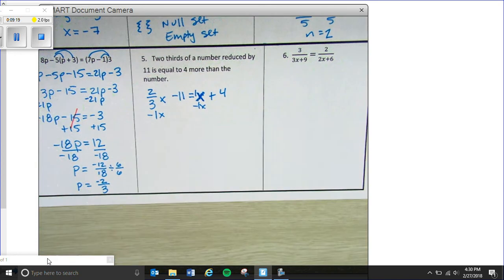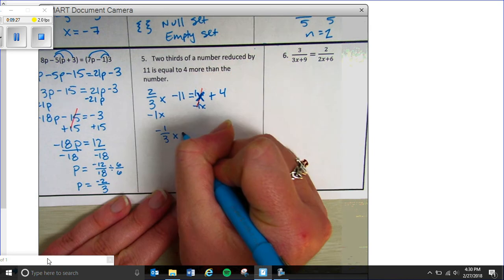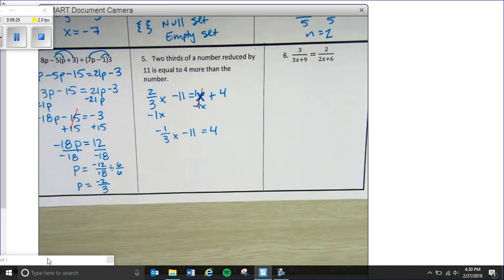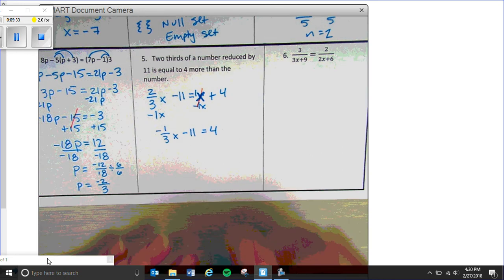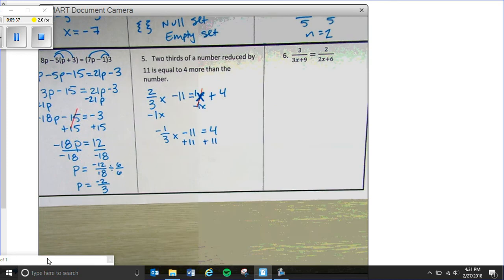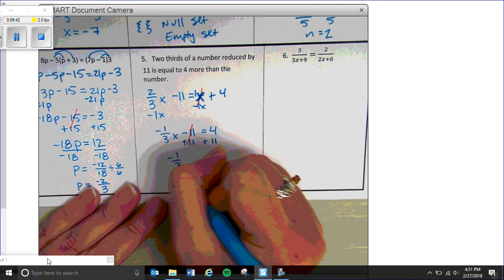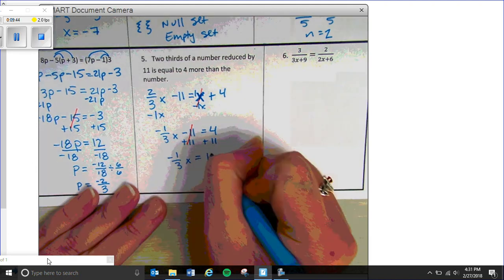2/3 minus 1 gives me what? Negative 1/3 x. Now we're down to a 2-step equation. So I'm going to add 11 to both sides. Cancel these out. Negative 1/3 x equals 15.